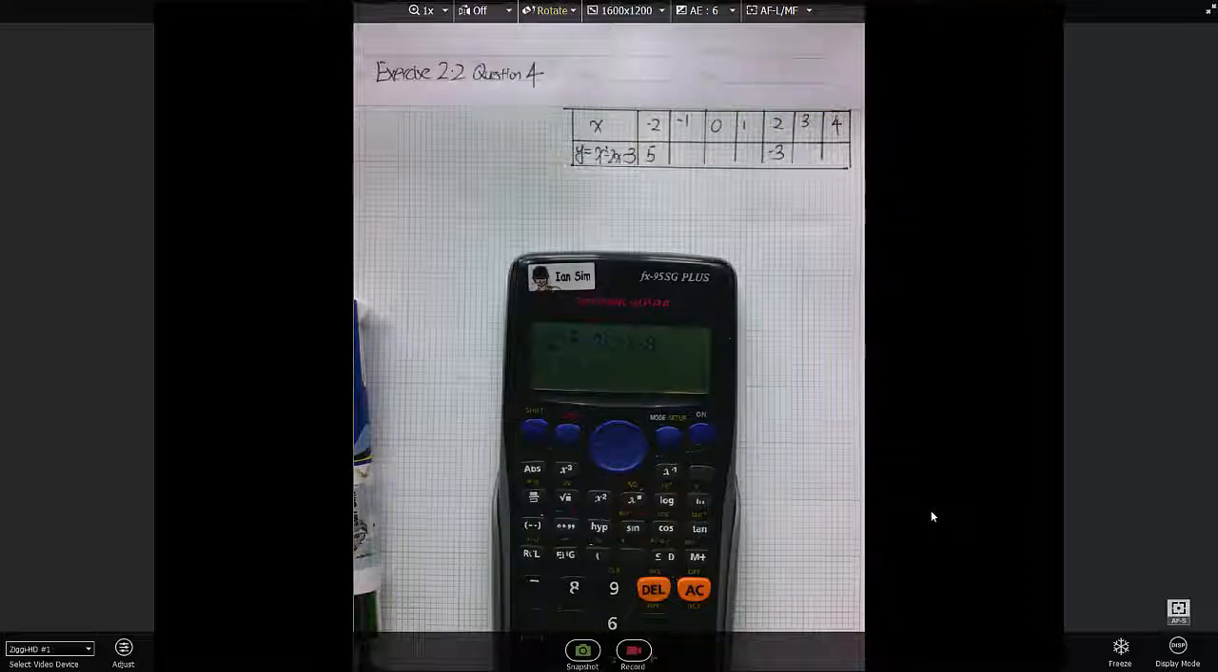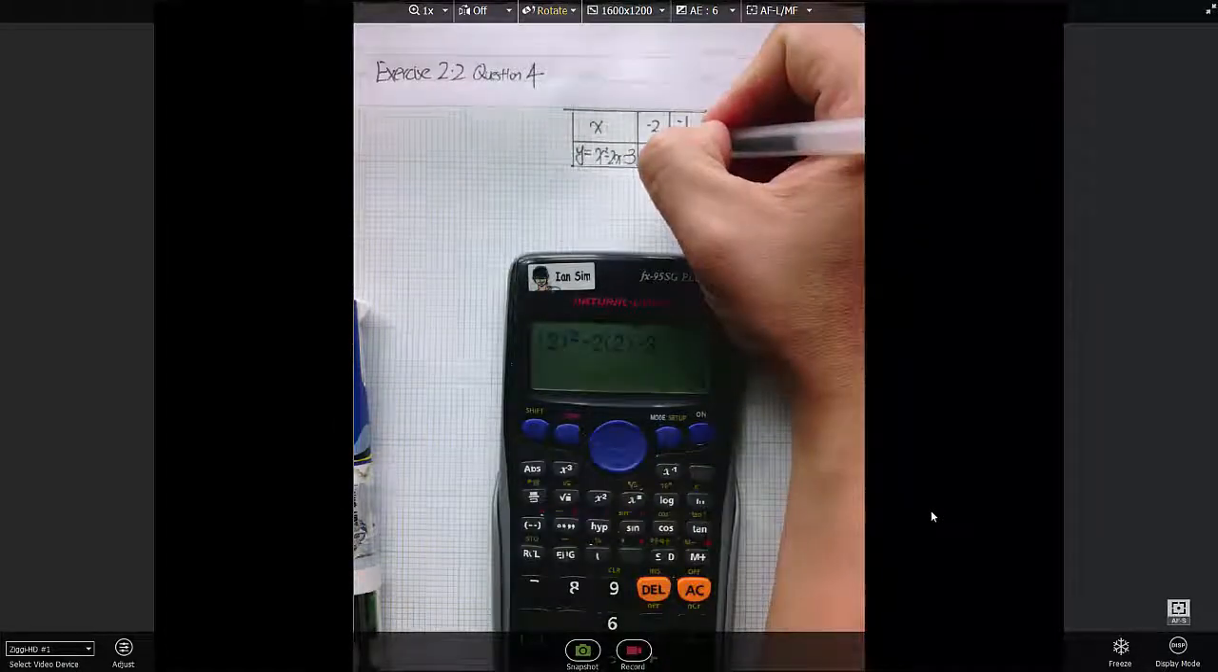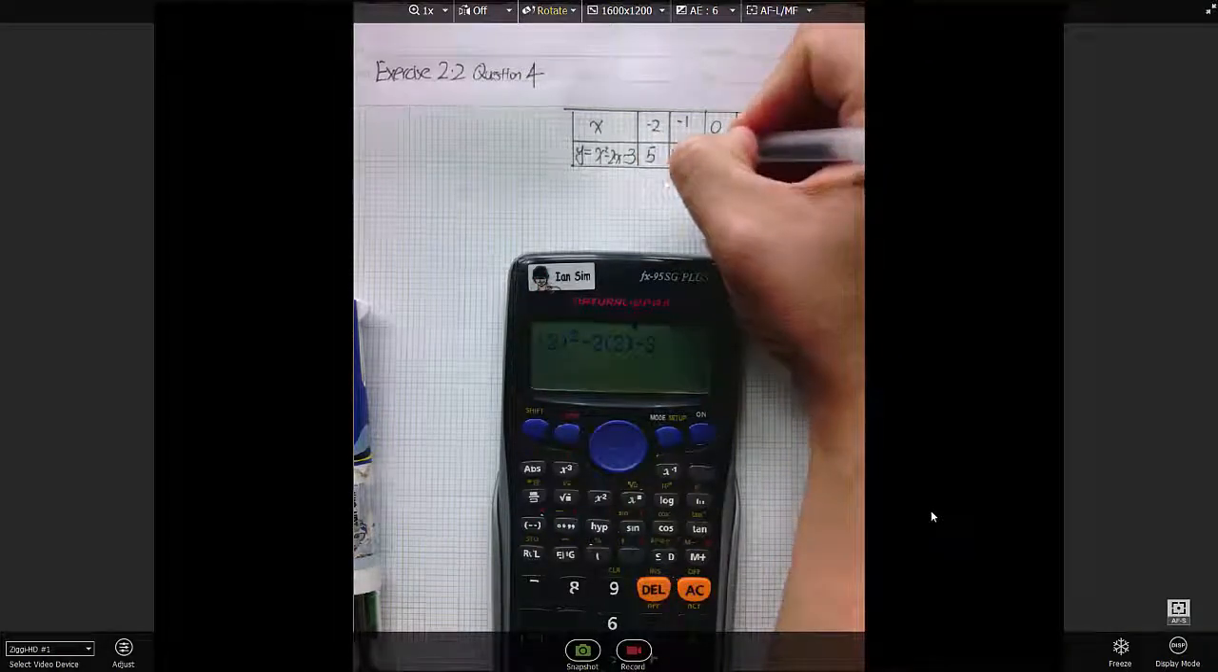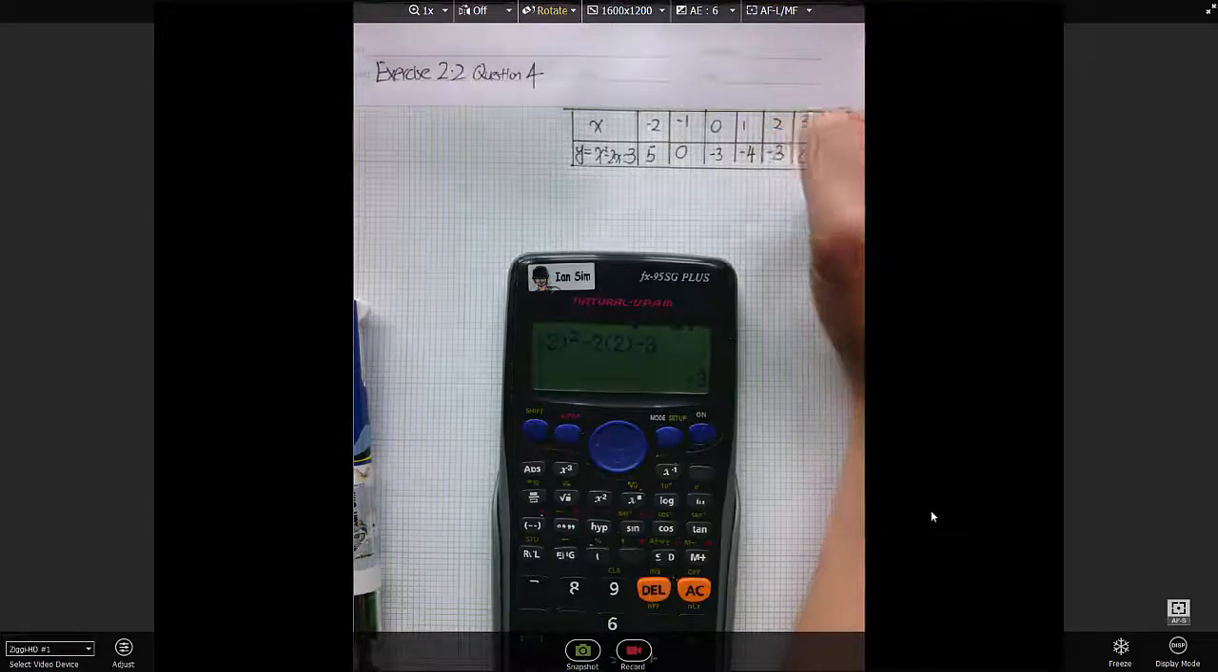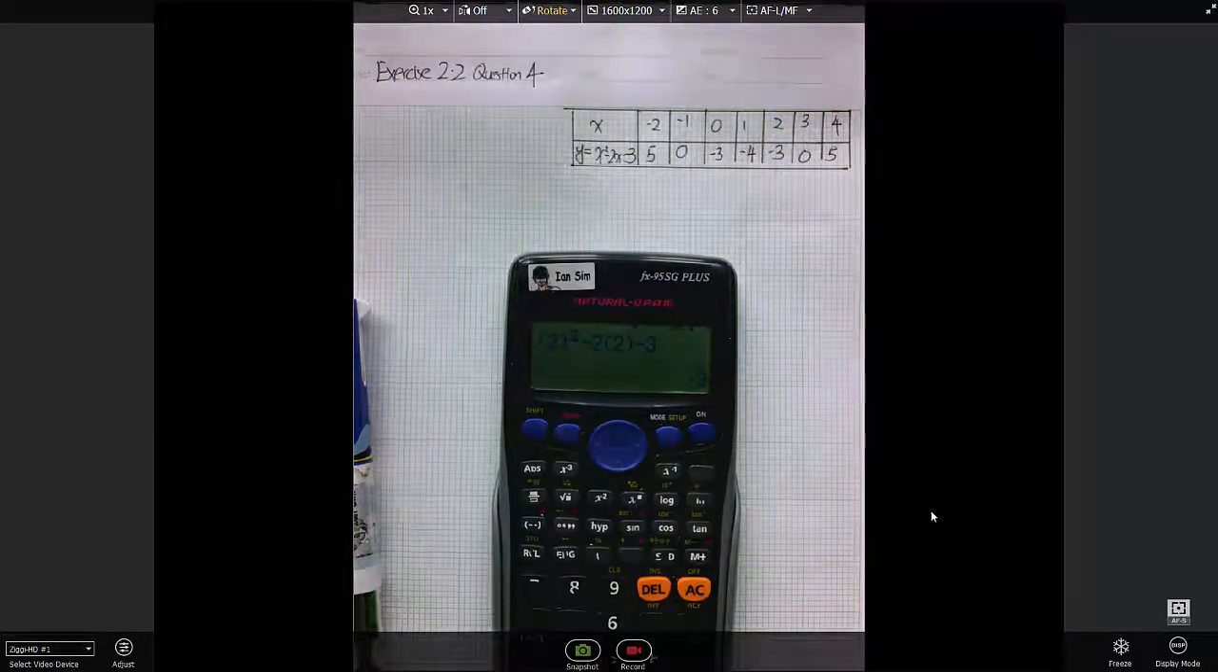Then you can use your calculator now to try quickly how to get the rest of the values. If not, I'll just fill in the rest of the values: 0, -3, -4, -3, 0, and 5. That's the table of values for 4a.